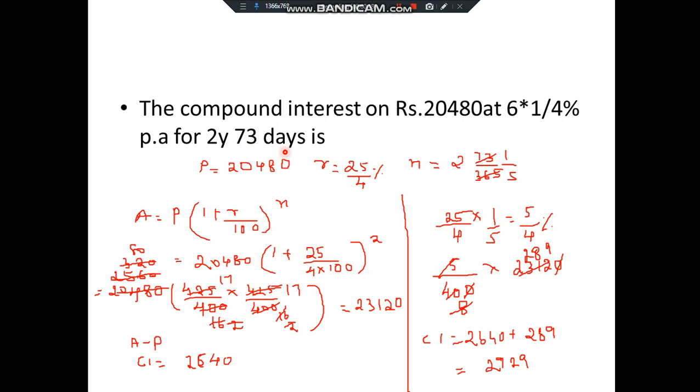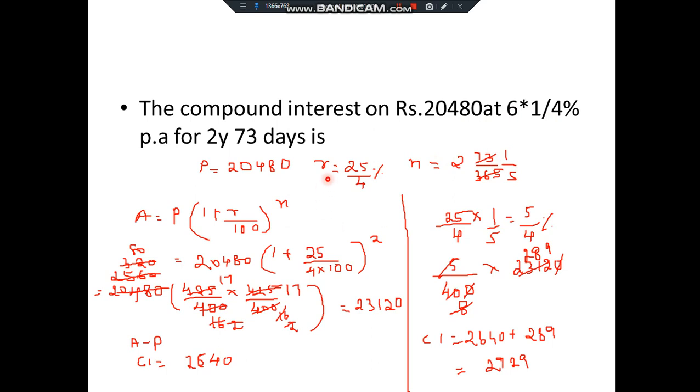Otherwise, there is no problem like quarterly or half yearly, because our question doesn't contain anything. When your question doesn't say whether it is annually, quarterly or half yearly, you can just take it as annually only. So n is nothing but 2 years 73 days. How will we write it in years? As 73 divided by 365. On simplifying you get 1 by 5, that is 73 into 5 times is 365. So 2 years and 1 by 5. And r is 6 into 4 plus 1, which is 25 by 4%.